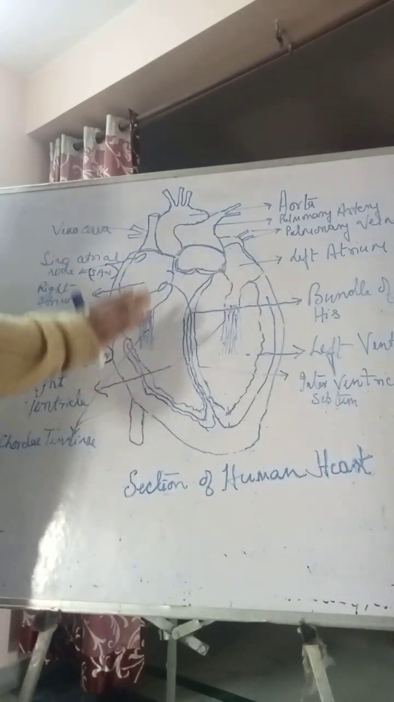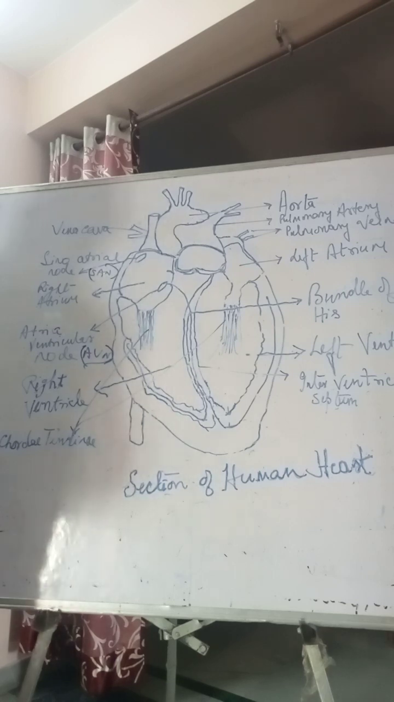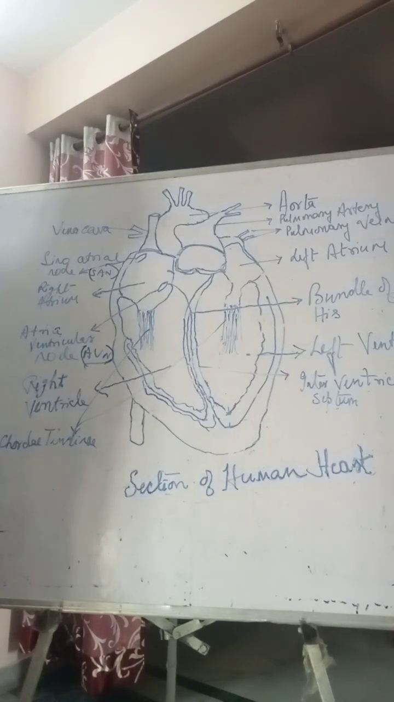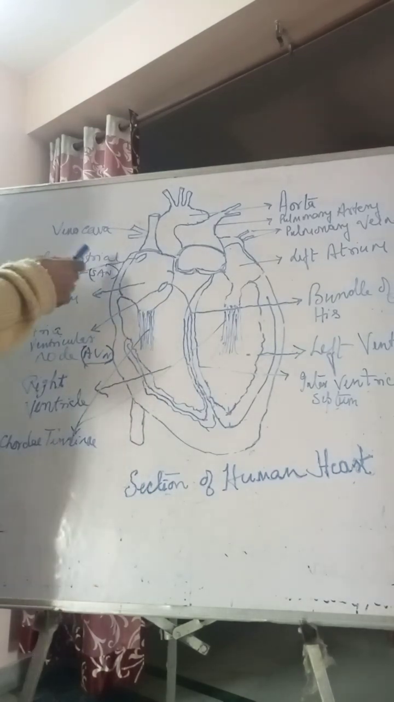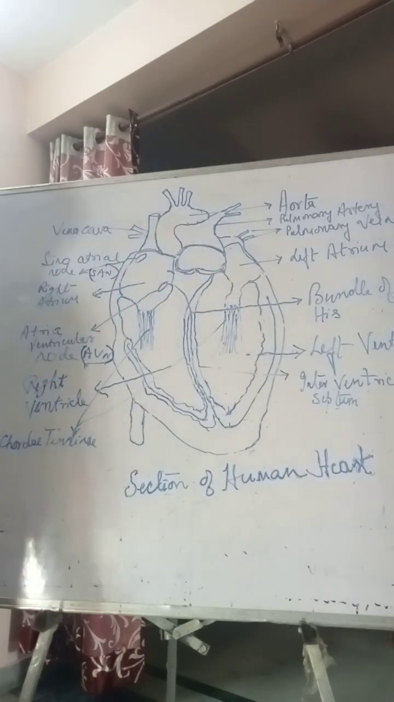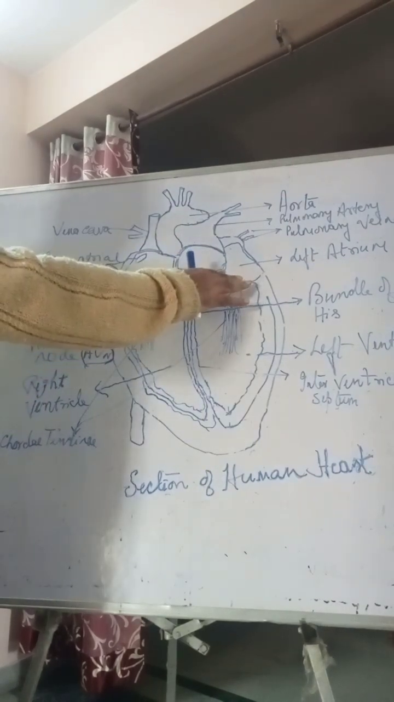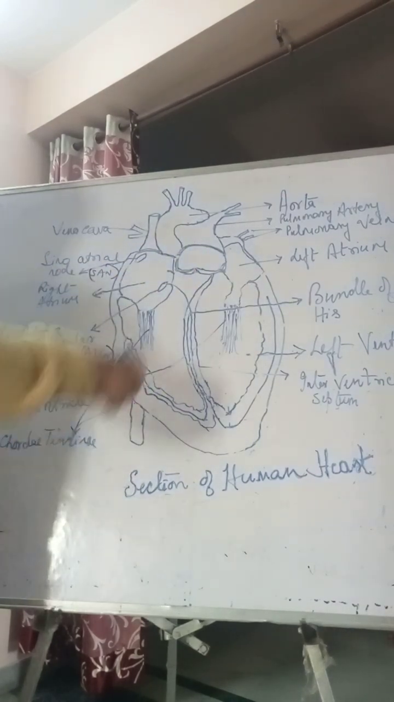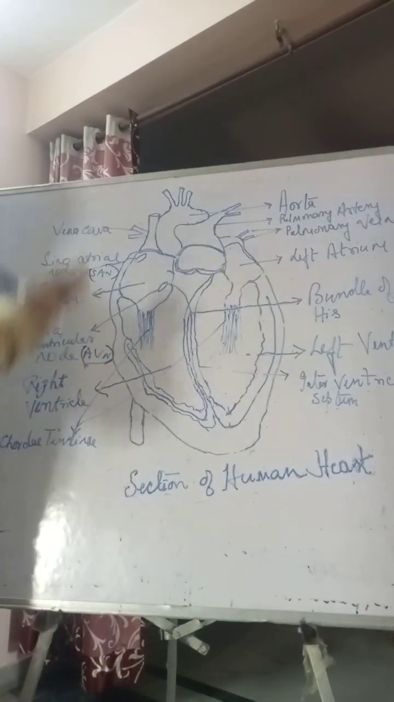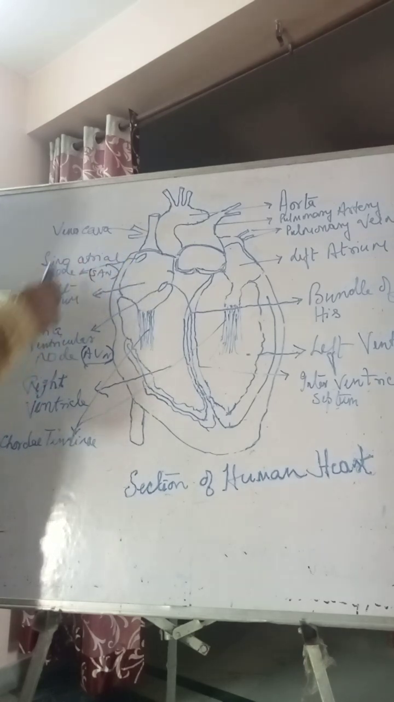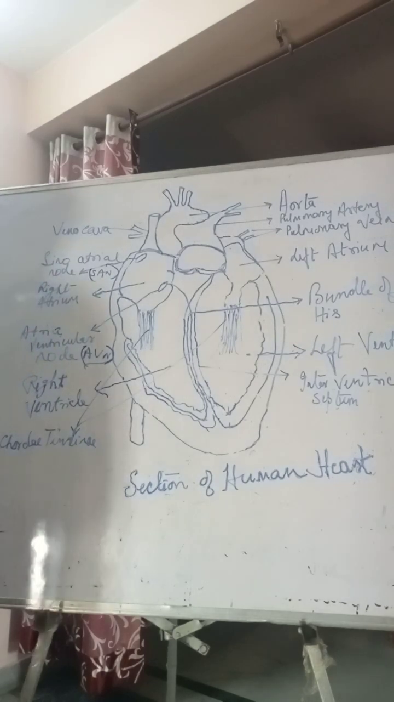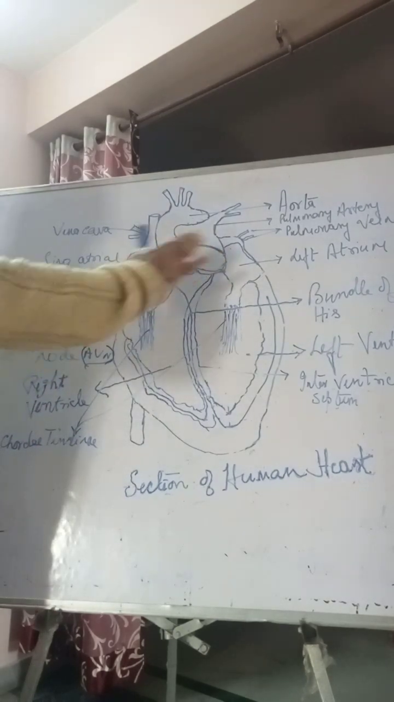Suppose all the chambers are in the diastole stage, relaxing. First we take the joint diastole in the auricles. You can call them atria or auricles. So joint diastole means blood will enter here, the left atrium. So the pulmonary vein will carry oxygenated blood to the left atrium. And in the right atrium, the vena cavas will carry deoxygenated blood from all body parts. So this is the joint diastole in the auricles.